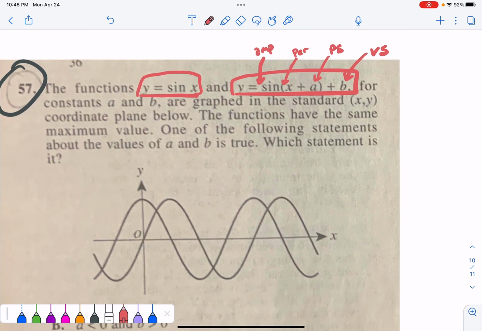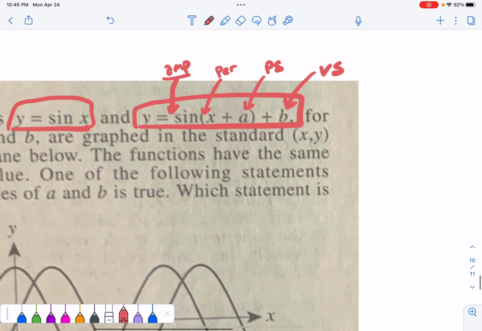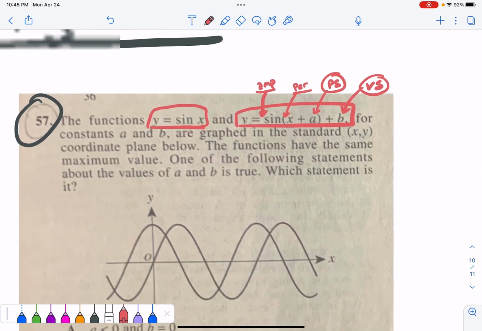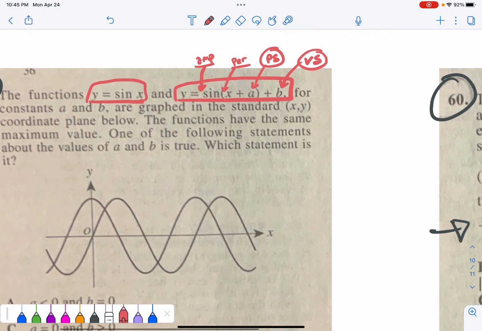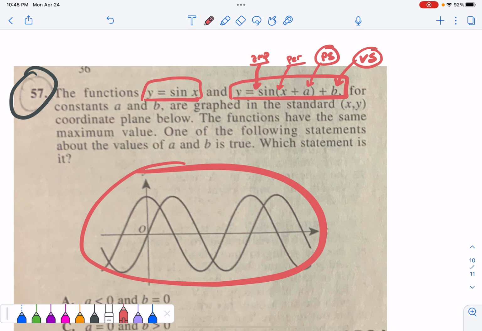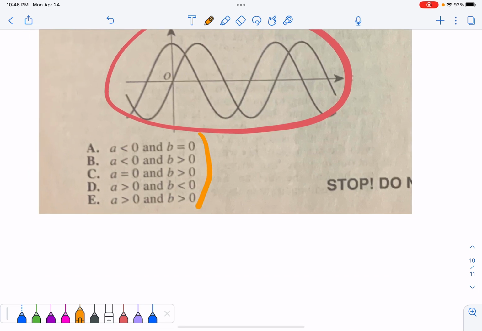For constants a and b, so we're not looking at an amplitude change and we're not looking at a period change. We're only looking at shifting left and right and up and down. Okay, the functions have the same maximum value. One of the following statements about the values of a and b is true. Okay, so here's the deal. I look at these two and I see that there is no vertical shift. True? Nothing is happening to the vertical shift. So that means that there's nothing going in for B. Or in other words, look here, B is 0. That's the only option that I have. Look at that.